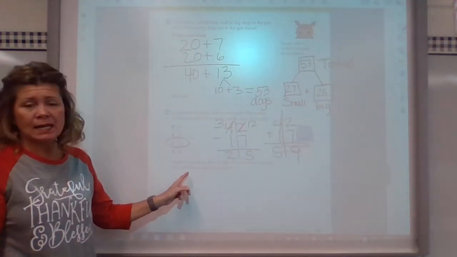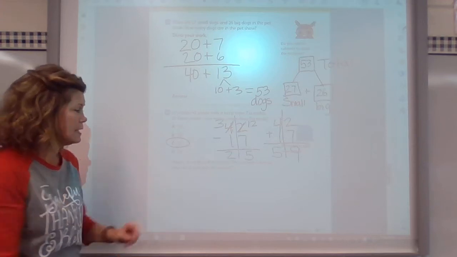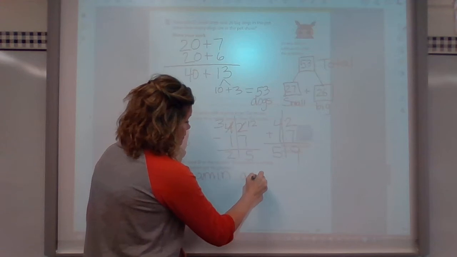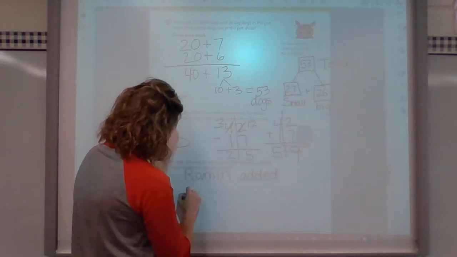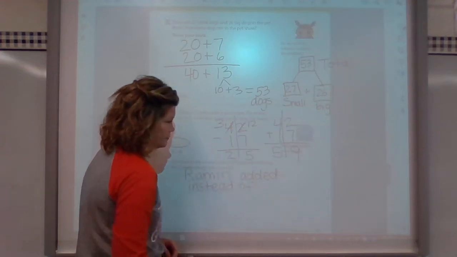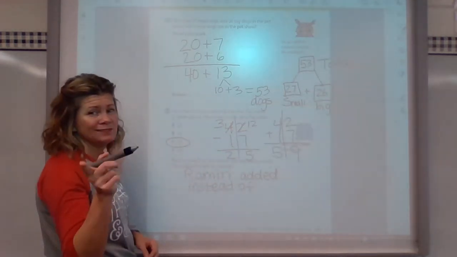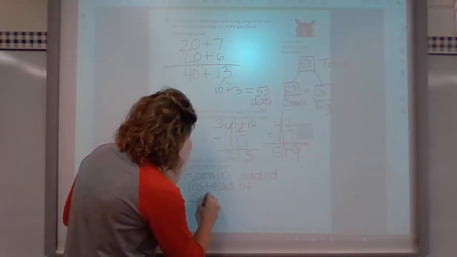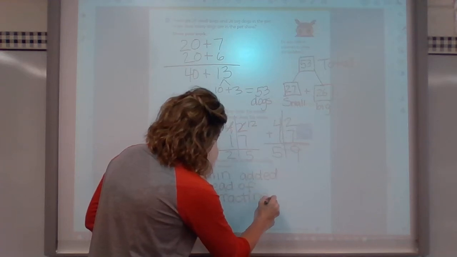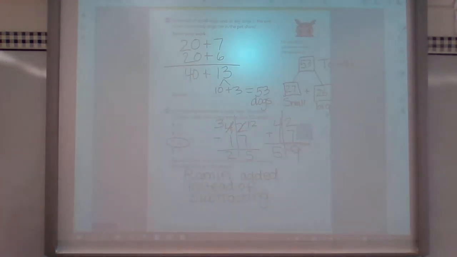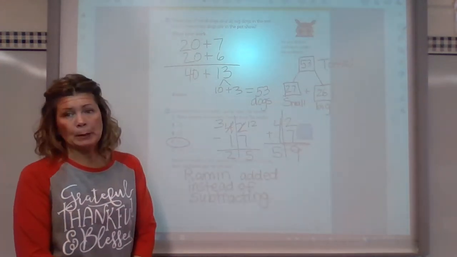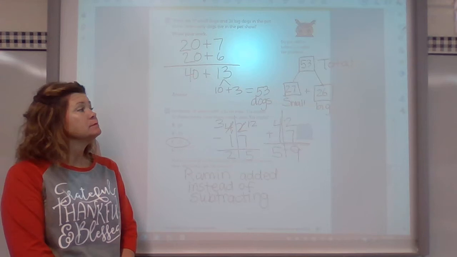So what would we say to answer this question? How did Raymond get his answer? Raymond added instead of, what was he supposed to do? Yeah, subtract. Instead of subtracting. There we go. Okay. Raymond needs to come to Rossville so he can learn a little bit more because we're super smart over here. Or Raymond.